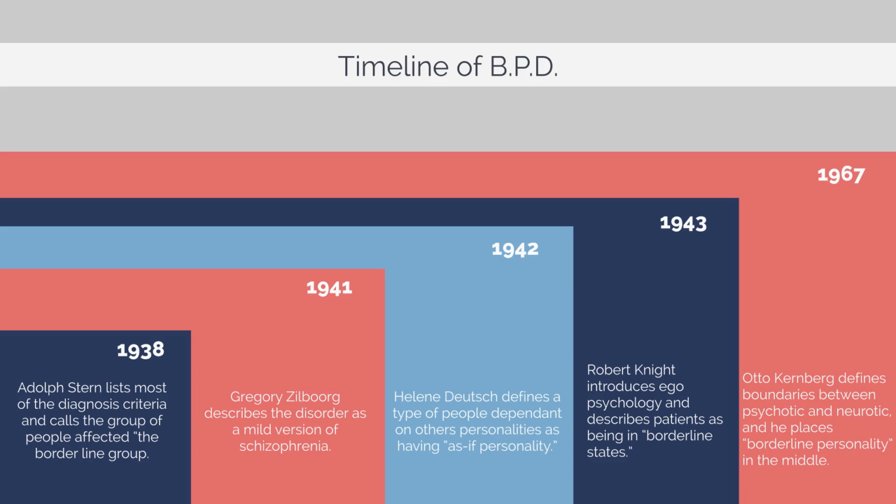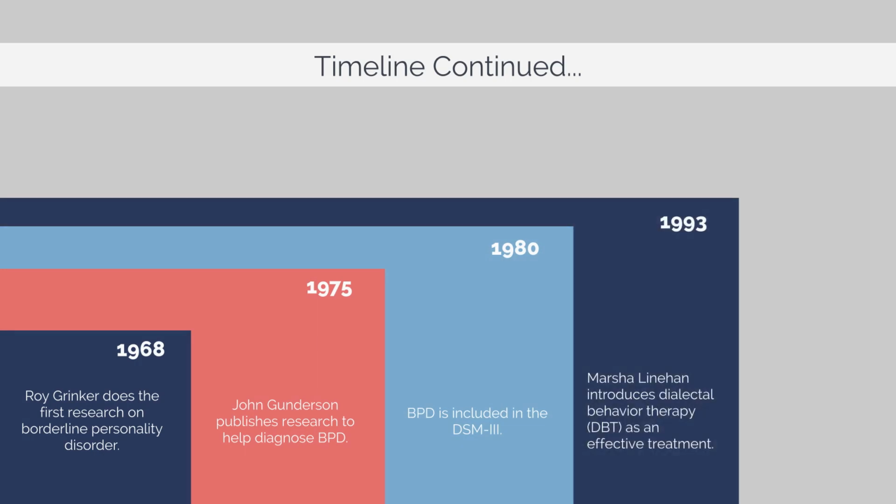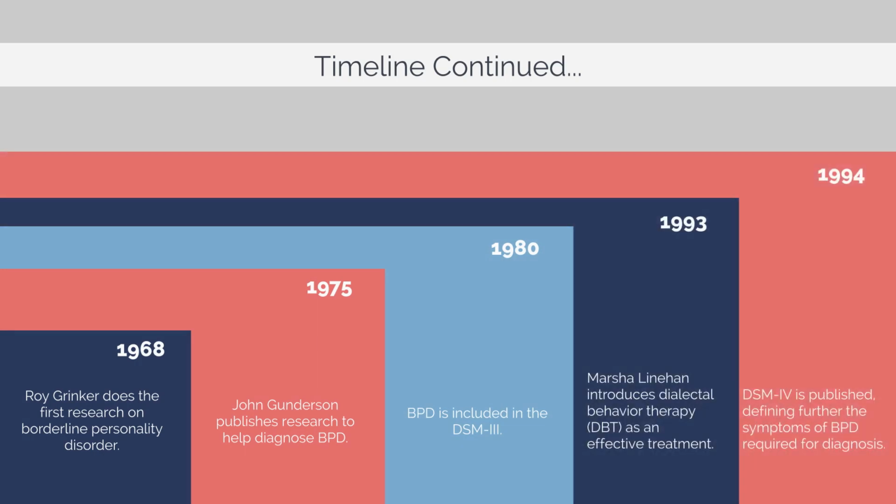1967, Otto Kernberg defines boundaries between psychotic and neurotic, and he places borderline personality in the middle. 1968, Roy Grinker does the first research on borderline personality disorder. 1975, John Gunderson publishes research to help diagnose BPD. 1980, BPD is included in the DSM-3.